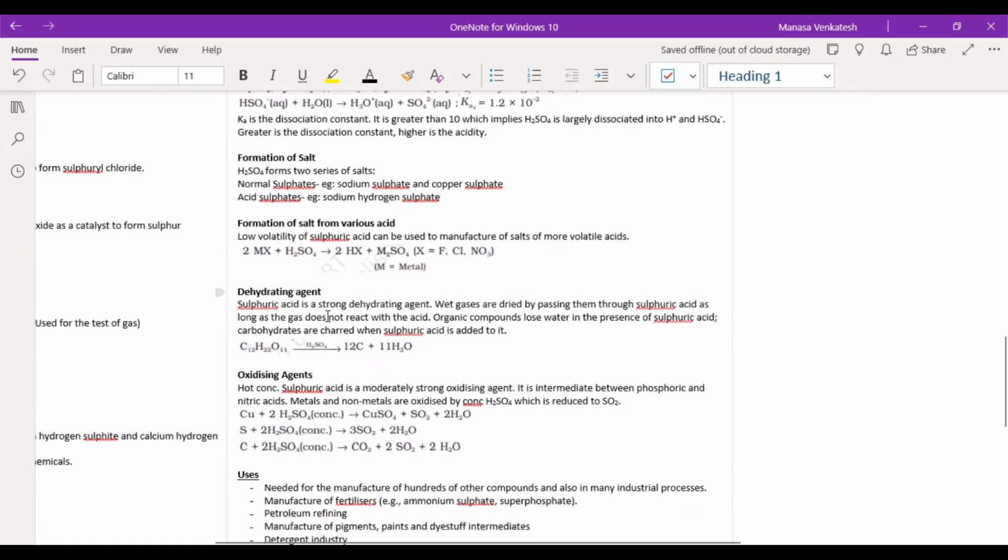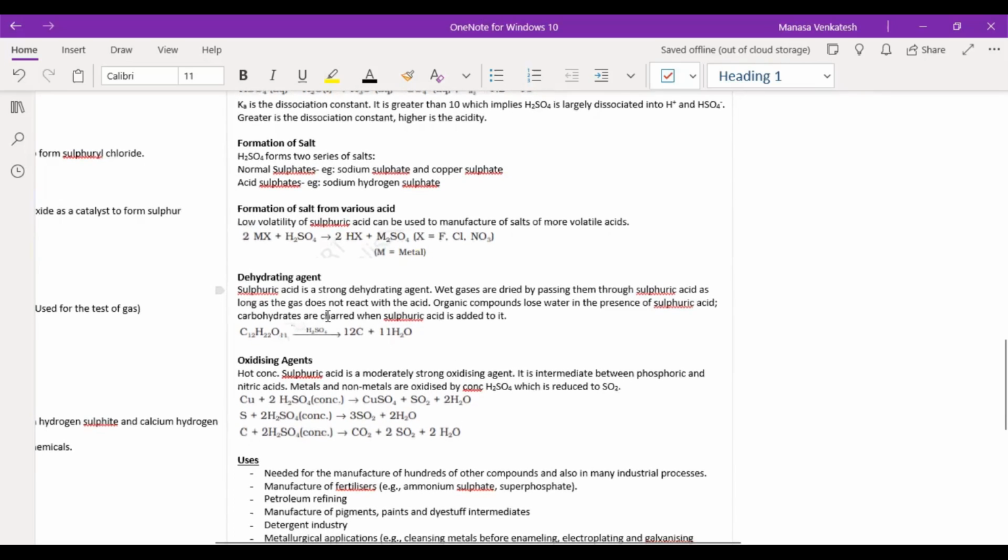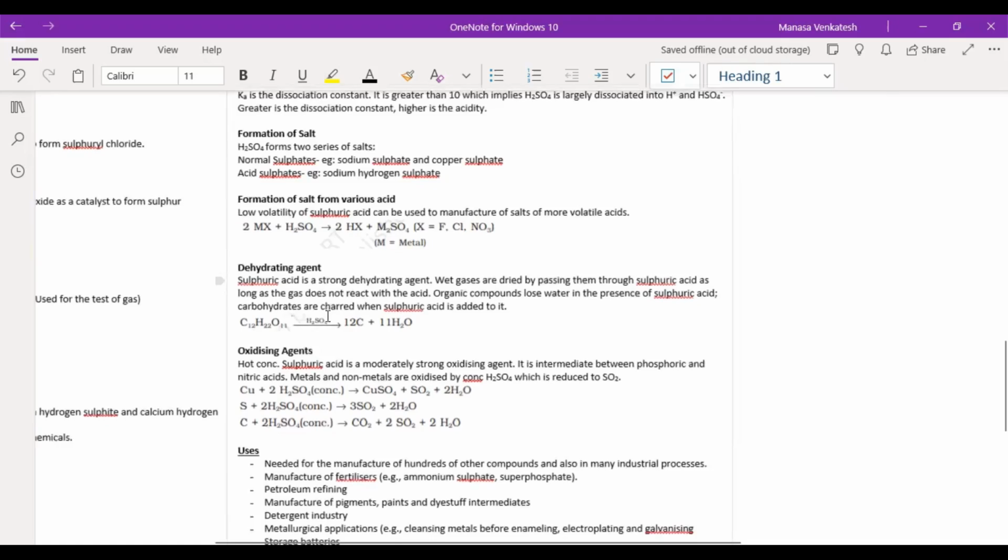Dehydrating agent: it is a very strong dehydrating agent. When you add H2SO4 to carbohydrate or any organic compound, it dehydrates it and you get a black charred substance. So sulfuric acid is actually used as a drying agent, and various substances are passed through sulfuric acid, as long as the sulfuric acid does not react with that substance.